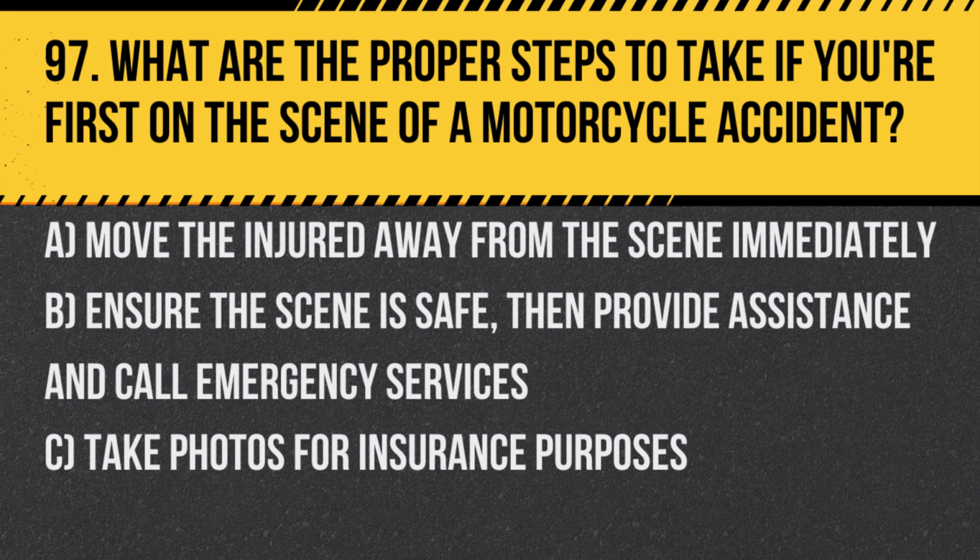Question 97. What are the proper steps to take if you're first on the scene of a motorcycle accident? A. Move the injured away from the scene immediately. B. Ensure the scene is safe, then provide assistance and call emergency services. C. Take photos for insurance purposes. Answer. B. Ensure the scene is safe, then provide assistance and call emergency services. Prioritizing safety and getting professional help is crucial.